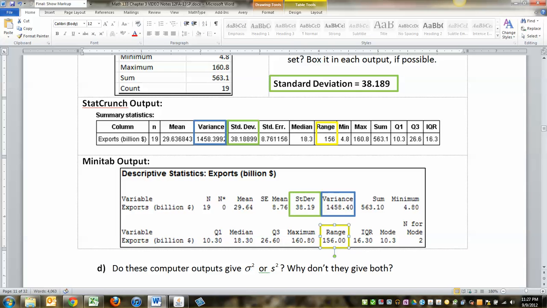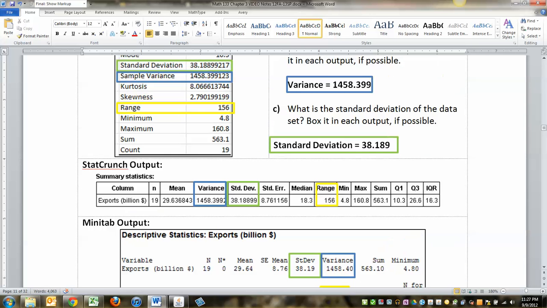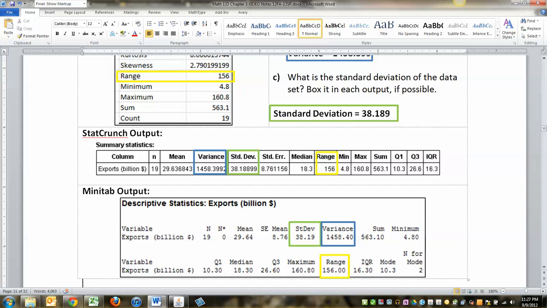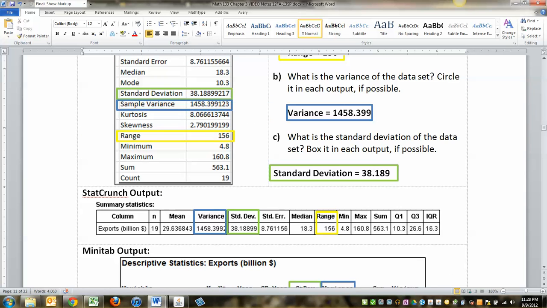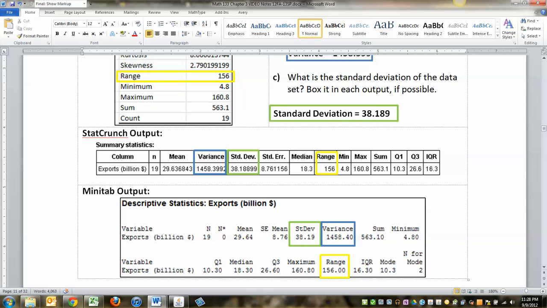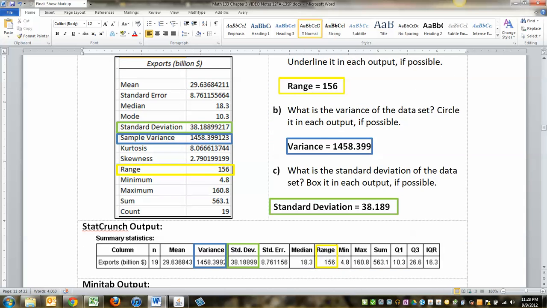And again, there's no guarantee on the order. You just got to kind of search around. As you saw with StatCrunch, I could click things off and click things on, and that would affect the order. So don't expect them to always be in the same place. Variance is right there in blue, 1458. They don't always show the same decimal places, so just keep that in mind.